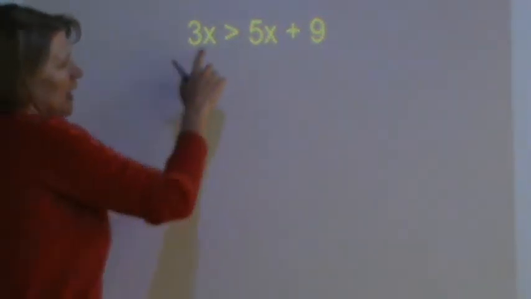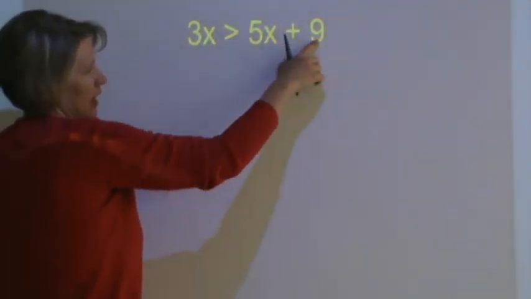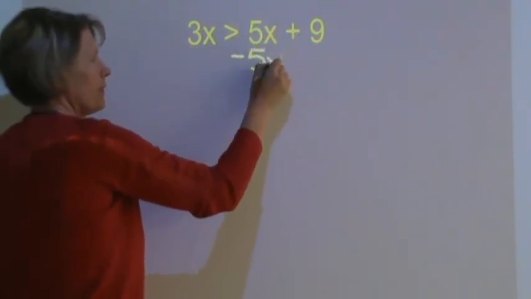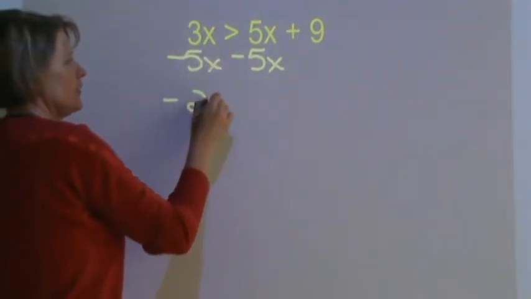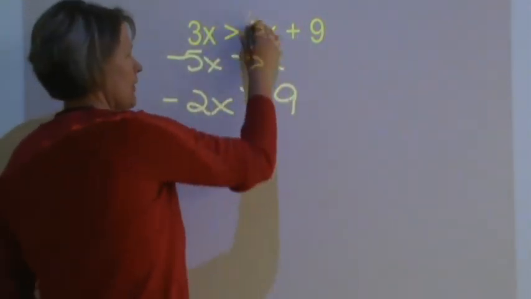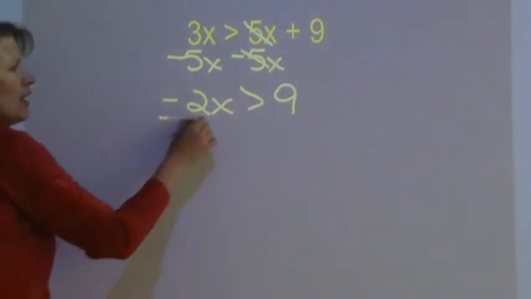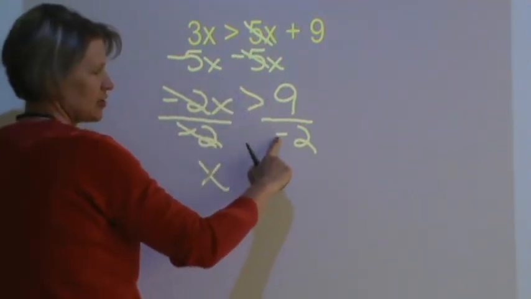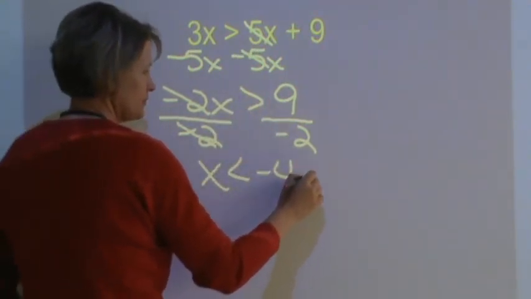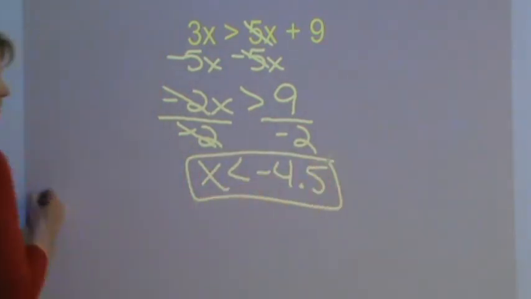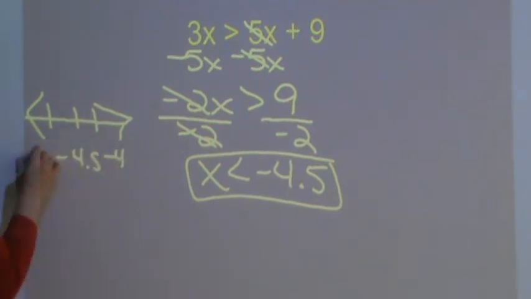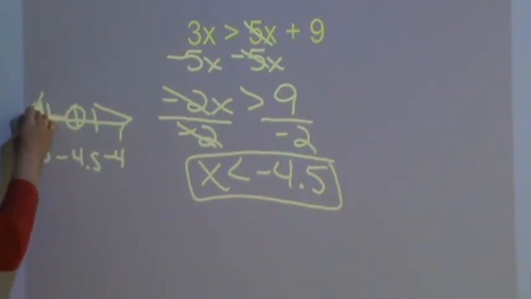All right, so on this one we have the variable on both sides, and we have a 9. Well, let's go ahead and leave that 9 there, and let's move the x's over here. All right, so I have negative 2x, sign doesn't change. I'm left with 9 on that side. If I divide by negative 2, okay, I'm going to change the direction because I divided by a negative. All right, and that's my answer. All right, open on negative 4.5, and it's going to be everything less than that.